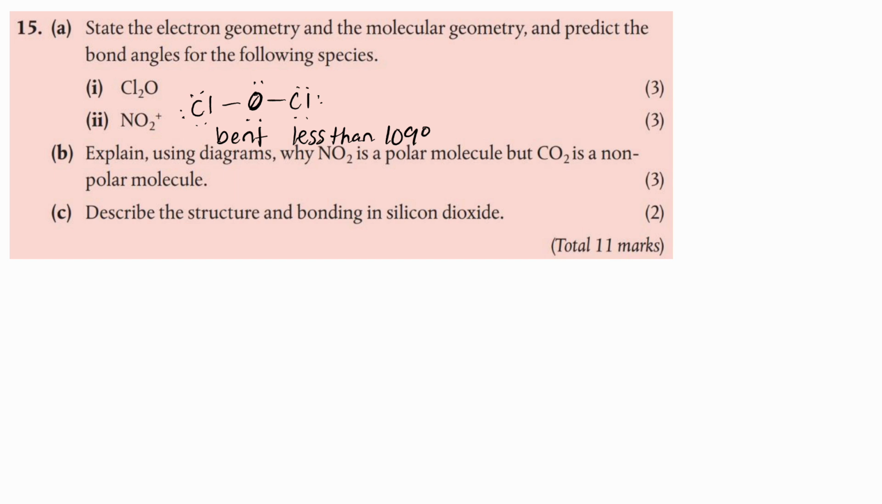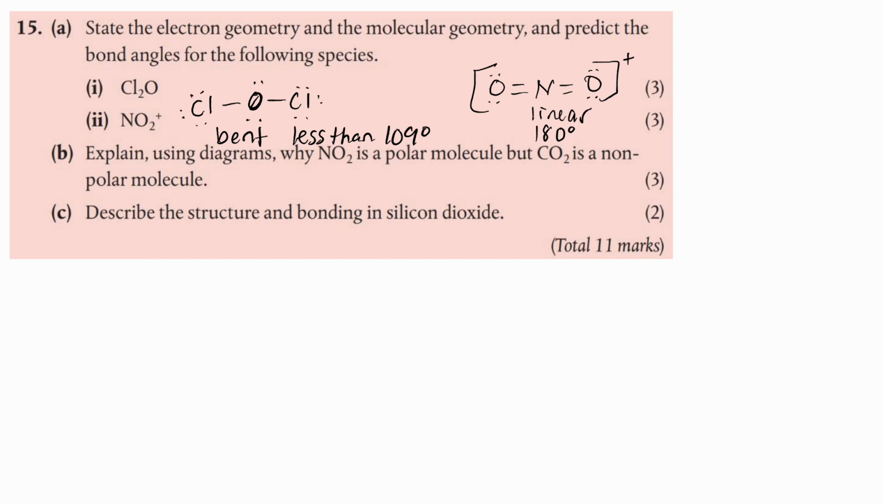Then for the NO2 plus molecule, we have a nitrogen in the center, we have 2 oxygens. To keep your oxygens happy, we're going to just double bond those. That would give us a positive charge on the nitrogen. We're going to put that on the outside. Because there are no lone pairs on the nitrogen, that's going to be a linear molecule, which would have a bond angle of 180.